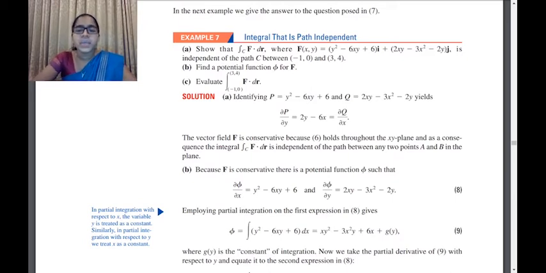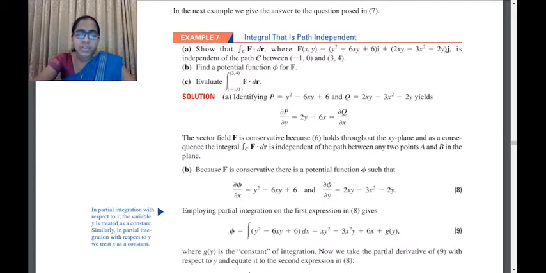First, we will equate P equal to ∂phi/∂x, that is, y² − 6xy + 6 is ∂phi/∂x, and ∂phi/∂y will be Q, that is, ∂phi/∂y is equal to 2xy − 3x² − 2y.